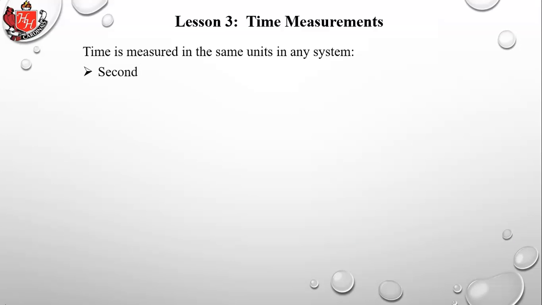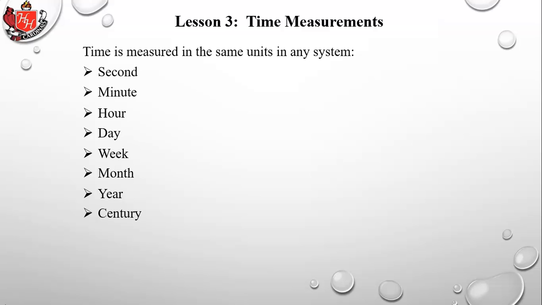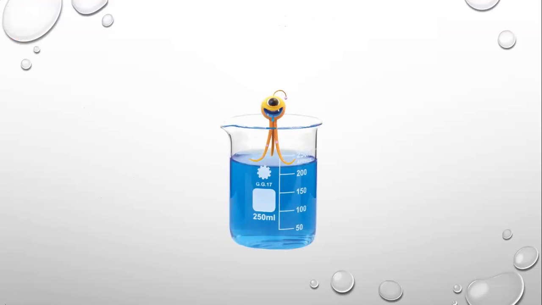Okay, so time is measured in the same units in any system, English system or metric system, it doesn't matter. And you can measure in seconds, minutes, hours, or calendar time: days, weeks, months, years, centuries, millennium, there's all kinds of ways. It's just anything that we use to measure time. Century, and that's it. So that takes care of it.